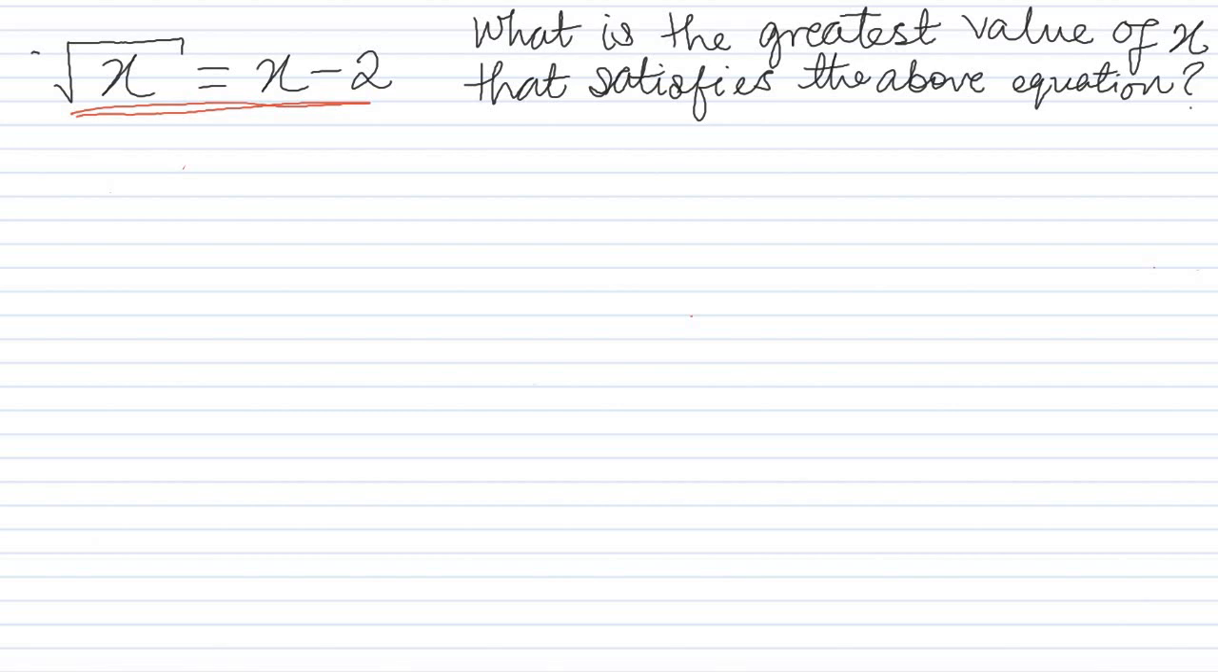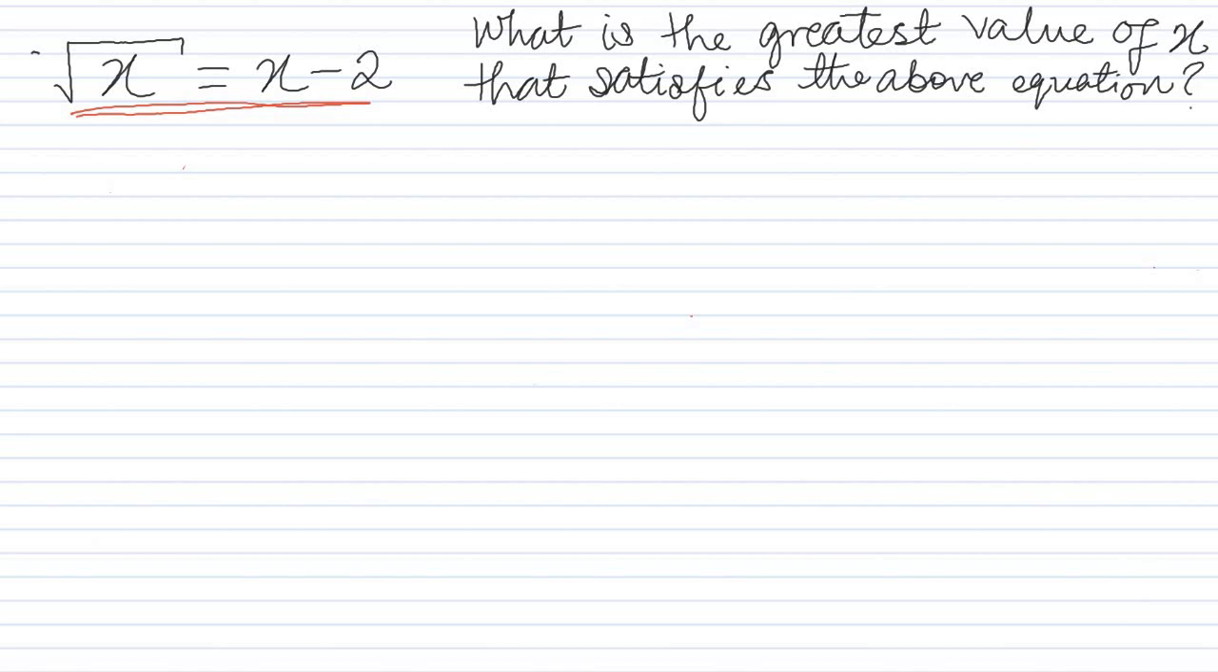So from the equation, we can see that the value of x on the left hand side and the value of x on the right hand side have different powers or different exponents. The square root of x is the same thing as x raised to the power of 1/2, while the power of x on the right hand side is just the power of 1.